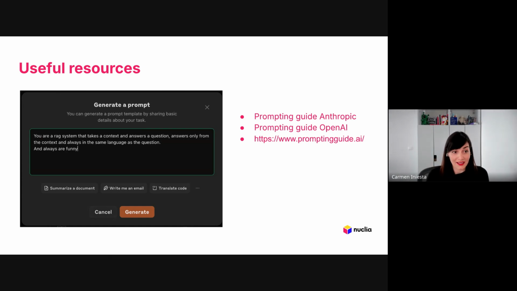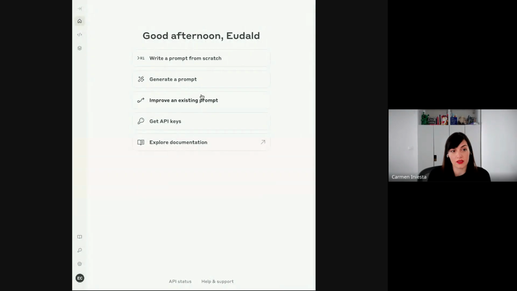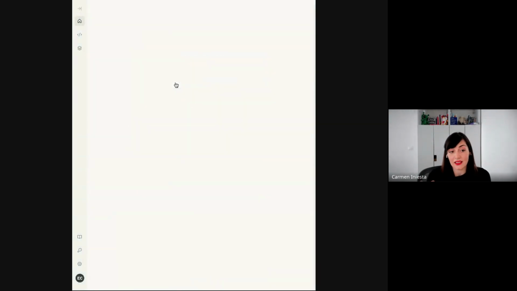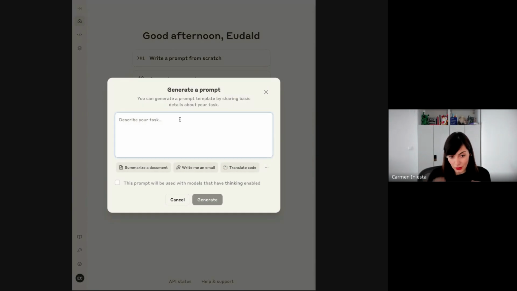But also there are amazing tools like the prompt generator of Anthropic, and OpenAI also has one, in which you describe your task and then it generates a prompt. For this, you also need to remember that you need the previous step in which you think about exactly what you want to do.